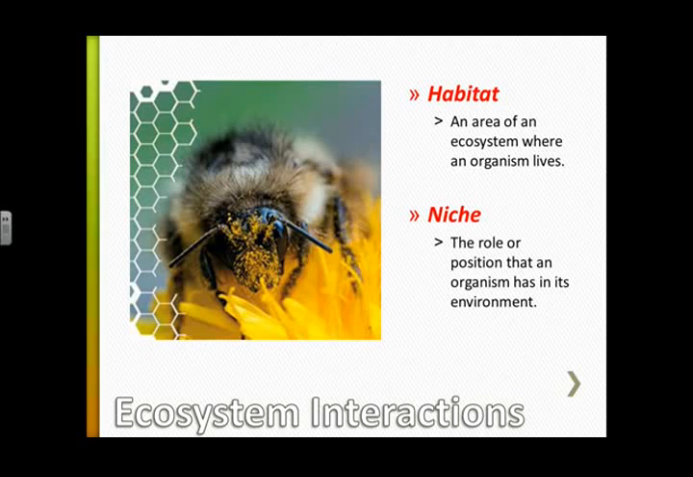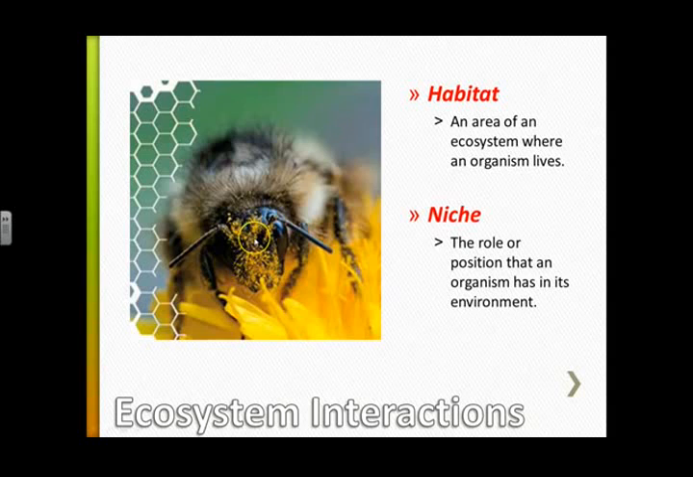So a habitat is an area of an ecosystem where an organism lives. So it's more specific than a biome, and it's more specific than an ecosystem. It's a specific area. And a niche is the role or position that an organism has in its environment. So it's the job it does.